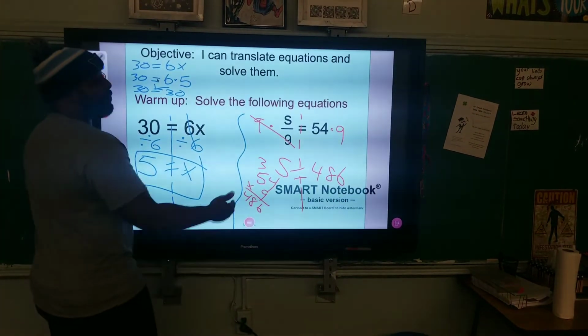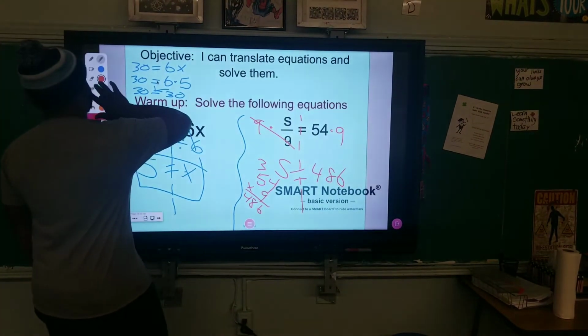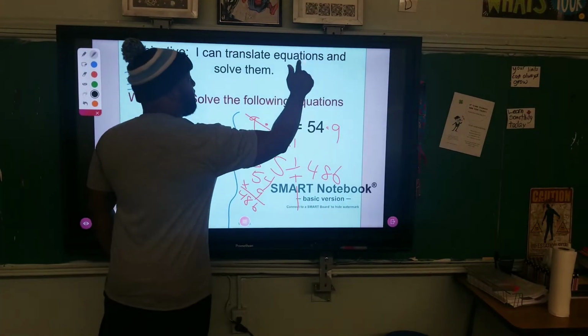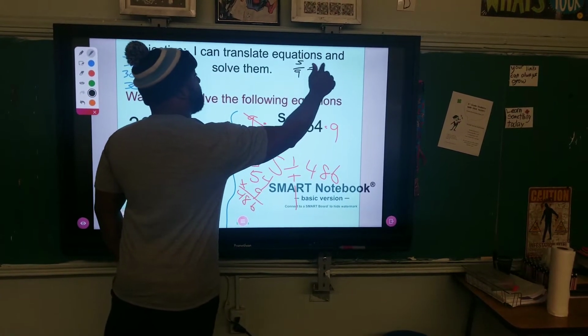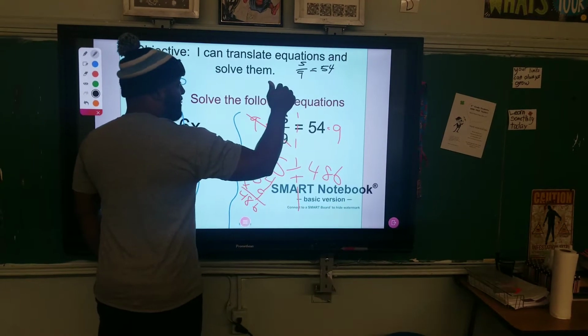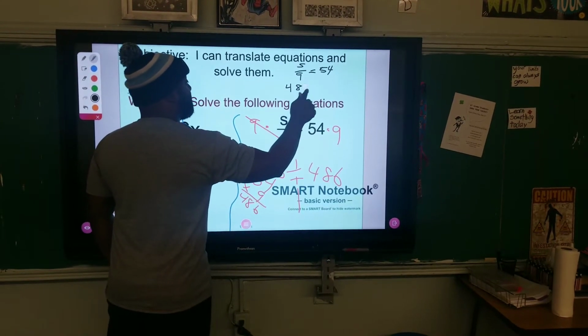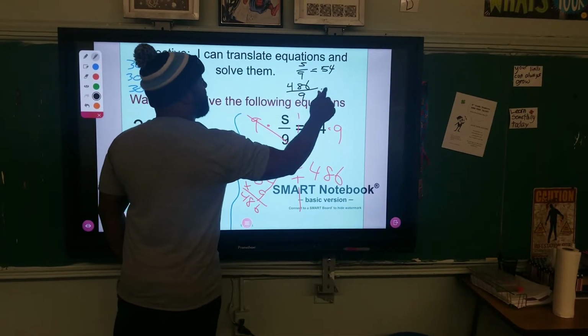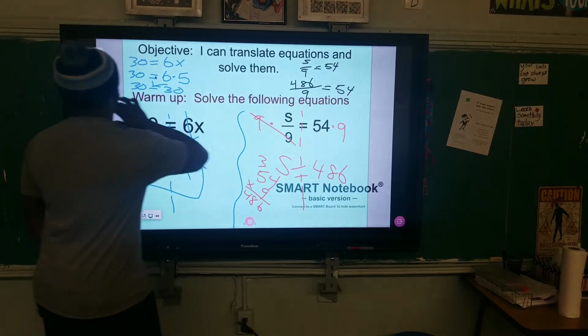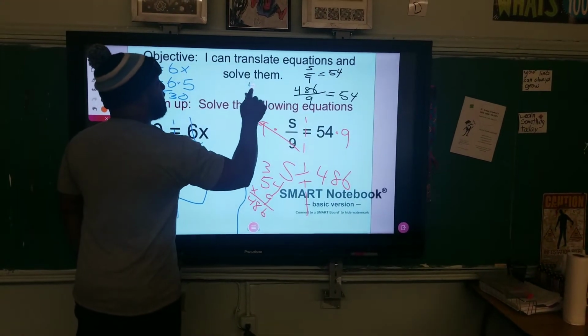Huge number. So we'll check our work again. And I'll use a different color so we can see. We have s over 9 equals 54. So we will have 486, which is what we think it is, divided by 9. Should equal 54. Show a little bit of work here.